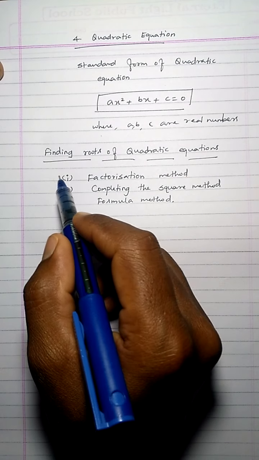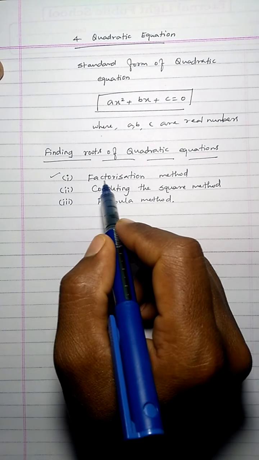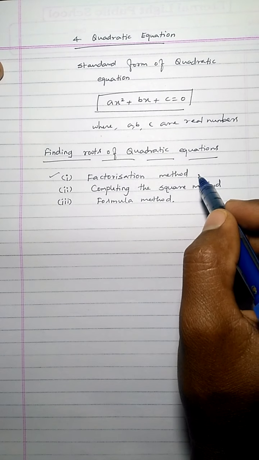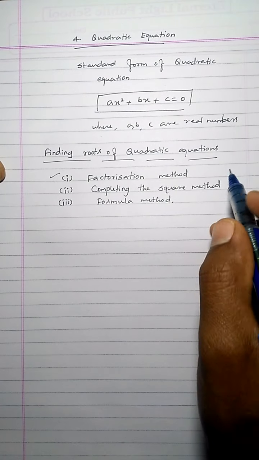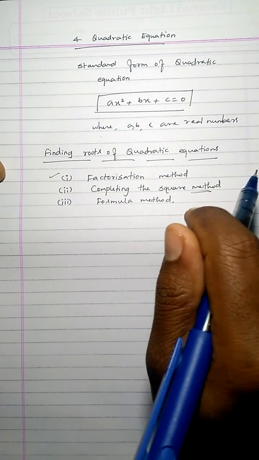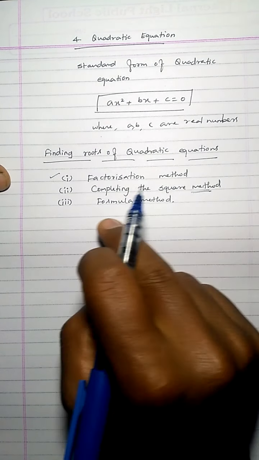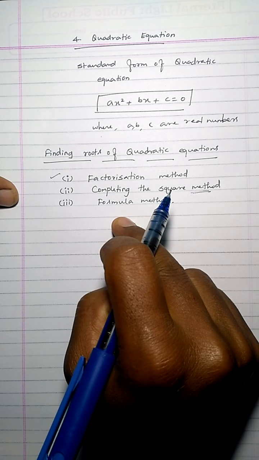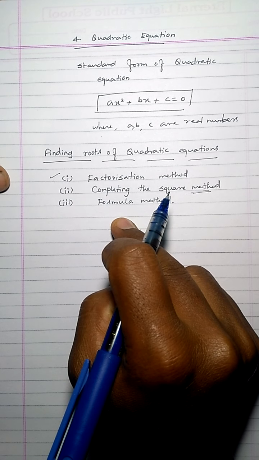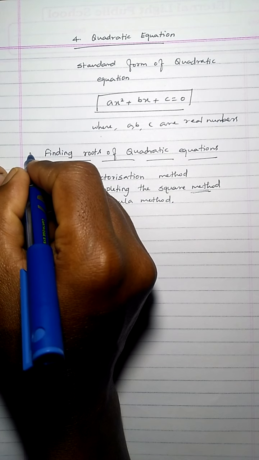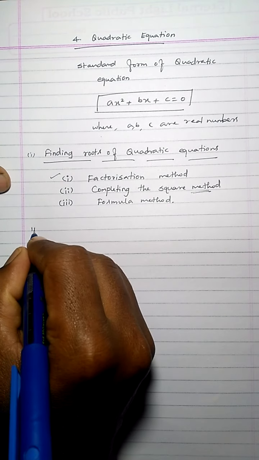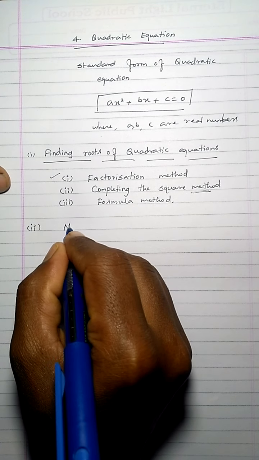The first method we already learned in the second chapter, the factorization method, or we can say splitting the middle term also. Second one, completing the square method. Here we have a few steps that we have to follow to get the roots. And third, we have the formula. There is a formula to find the roots. So this is the first half, and the second half we have nature of roots.